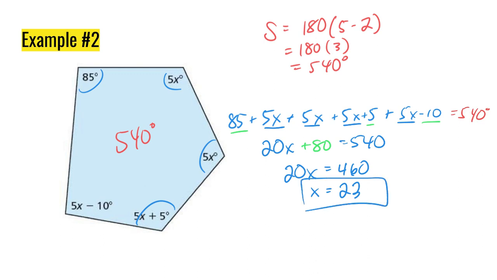This is not the measure of any of the angles. If I was being asked to find the measure of a specific angle, I would need to plug in. Let's say that specific angle right here, I'm being asked to find the value of that. I would need to do 5 times that value of 23 plus 5, which equals 115 plus 5, which gives me a total of 120 degrees.